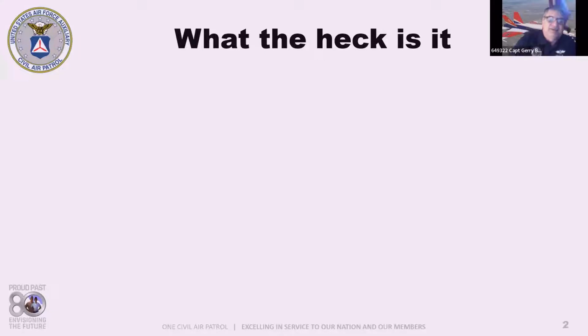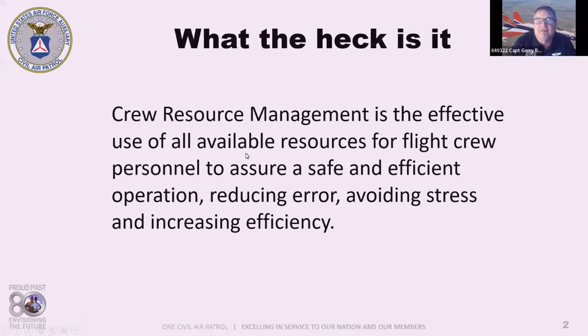Excellent answers, by the way, folks. You're hitting the nail on the head. So right now, let me show you what we've got it defined as in CAP, and that's: crew resource management is the effective use of all available resources for flight crew personnel to assure a safe and efficient operation, reducing error, avoiding stress, and increasing efficiency. So you are all right. And all of those things also define it. They just like putting all of those nice things in a nice fancy little definition.